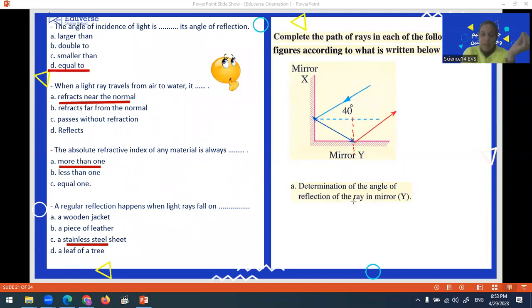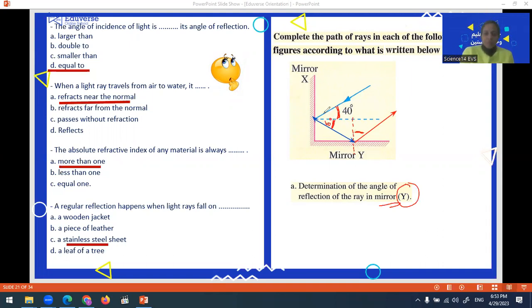Okay, what does he want? He wants the angle of reflection. This one is between the reflected light ray and the normal of the ray in mirror Y. Okay, here is the angle of incidence, and here is the angle of reflection, and this is 40, so this will be 42. This is the first law.